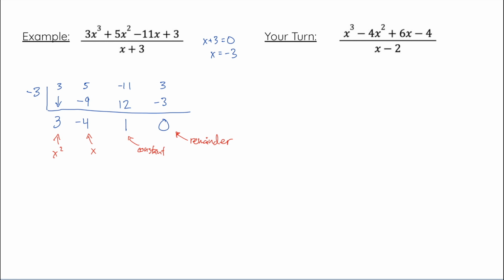So the answer to this question, 3x cubed plus 5x squared minus 11x plus 3, all divided by x plus 3, is 3x squared minus 4x plus 1. So that's the answer to that question. Pause the video and see if you can do the one on the right.